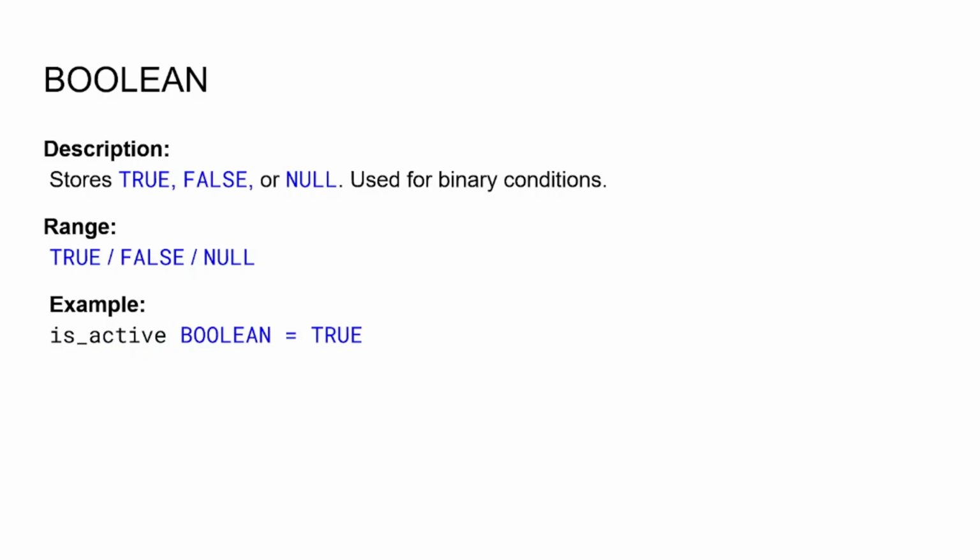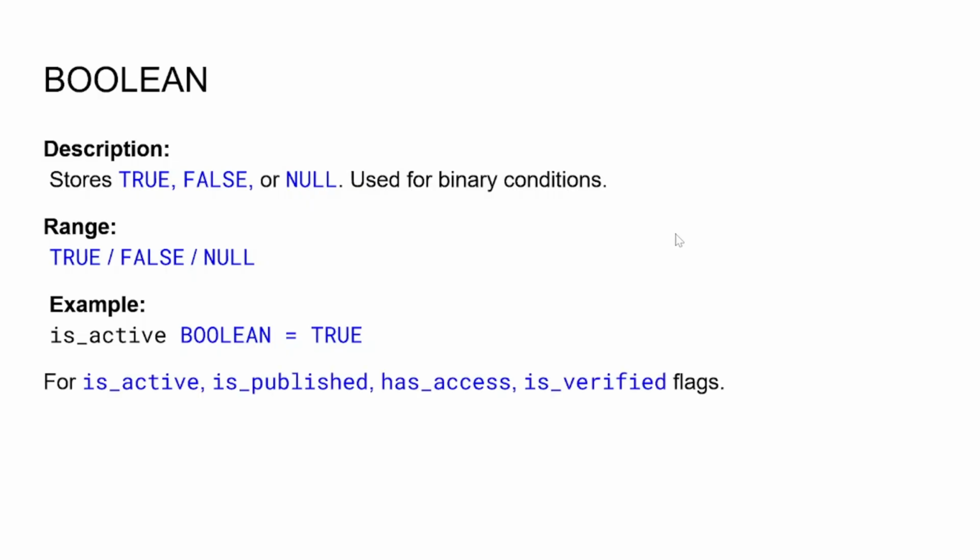For example, let's say in a website you're trying to see if the user is active. This is a typical Boolean. It can either be true to show that the user is active, or false to show that the user is not active. So it is used for things like checking if the user is active, checking if articles are published, or if a user has access, either true to show that the user has access, or false, the user has no access, and also to check if emails are verified, true if the email is verified, and false if the email is not verified.